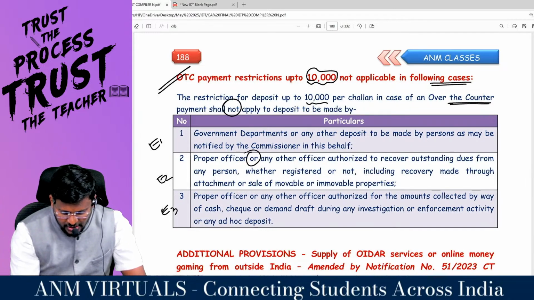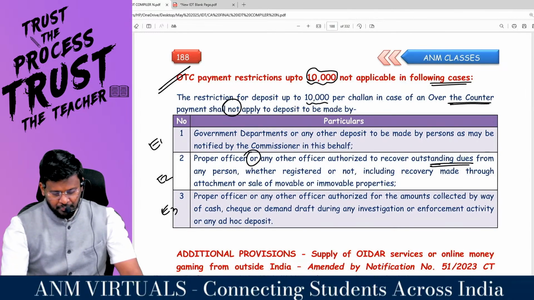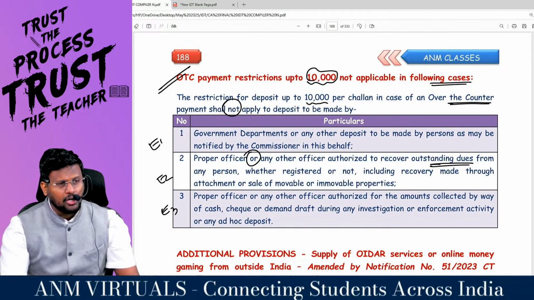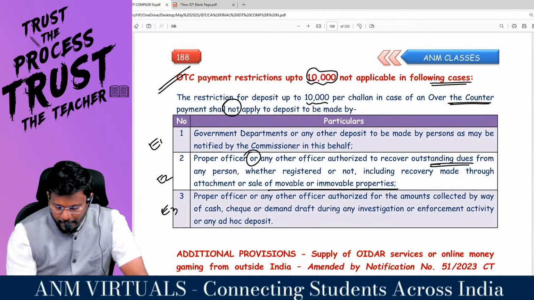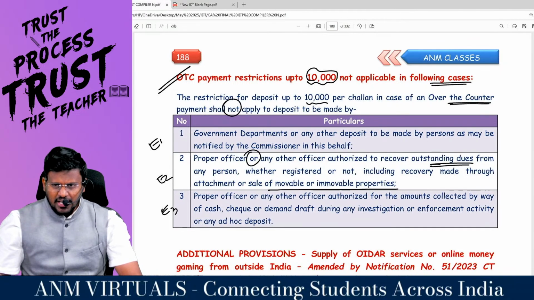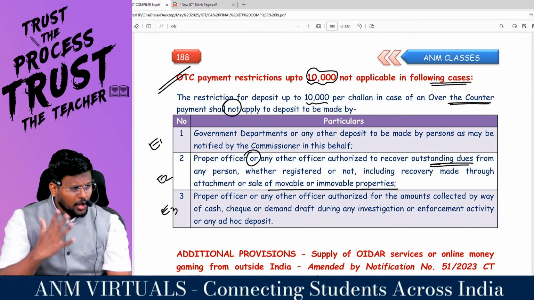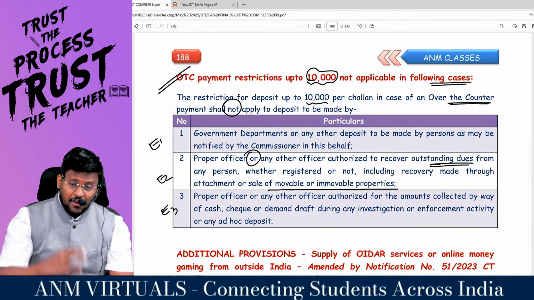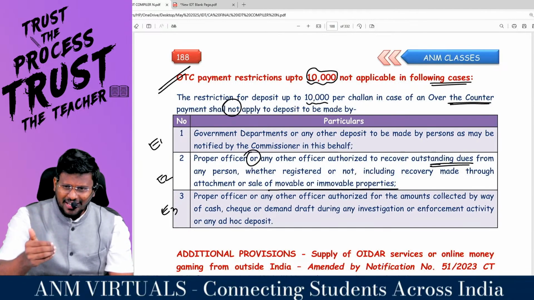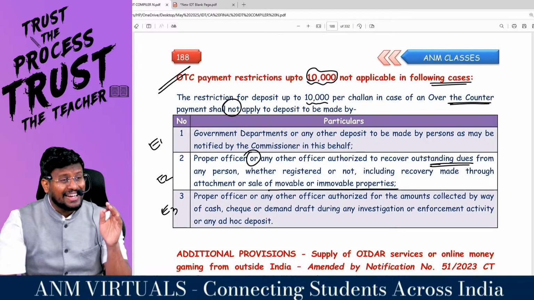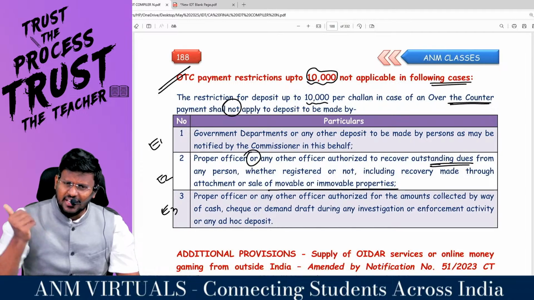Fantastic. Next one. Proper officer or any other officer authorized to recover any dues from any person, whether registered or not, including recovery made through attachment or sale of movable or immovable property. That means, sir, on your name, demand came, some notices came, you have not paid GST of 1 crore. They have recovered that 1 crore by sale of some property, or they have recovered that 1 crore through recovery proceedings. There are so many modes of recovery.